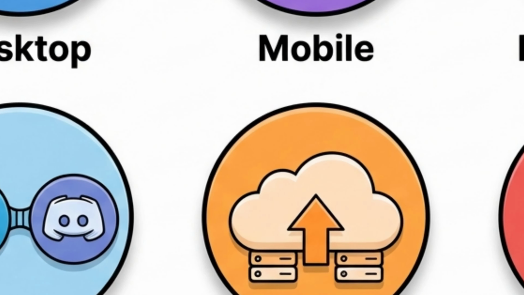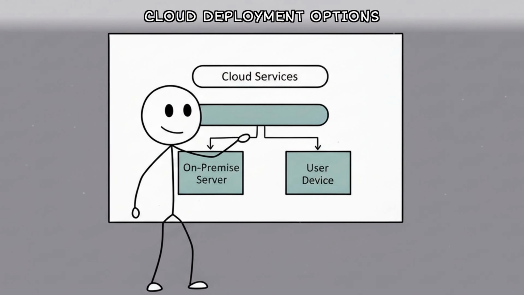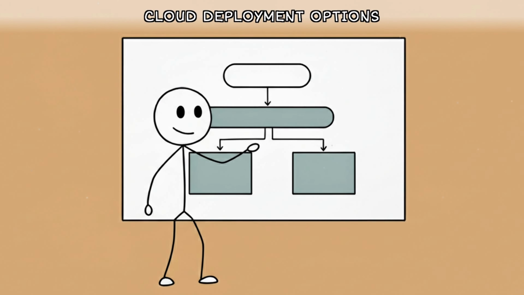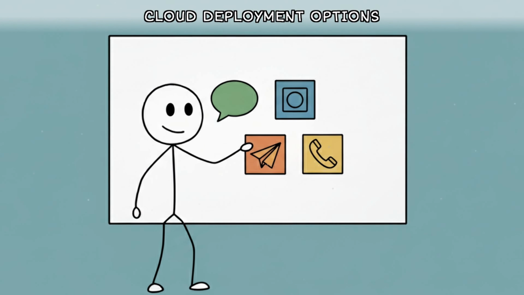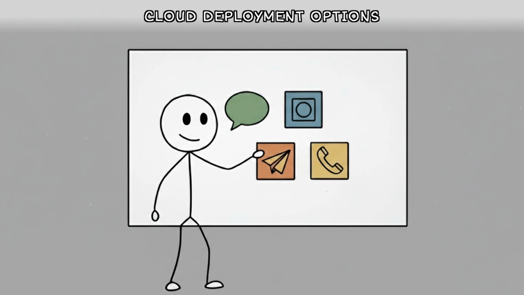Cloud deployment options. Now, let's address the biggest question. Where should you actually run OpenClaw? For personal use on a Mac, run it locally. Gateway on your machine, mobile app on your phone, WhatsApp as backup. This is the most private option. Everything stays on your hardware.